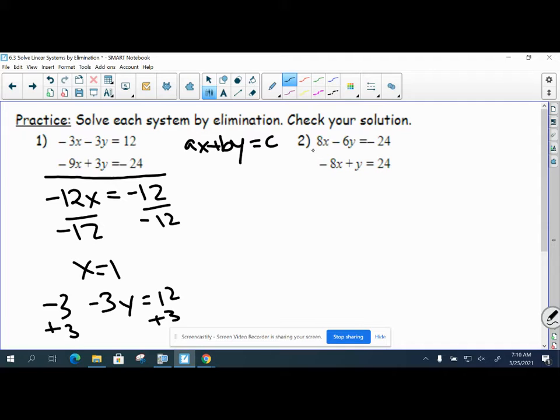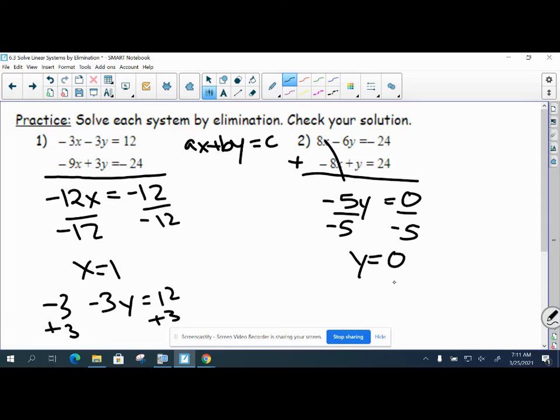All right, so here I see that the x's are the same but opposite signs. So if we were to add these two equations up, then the x's would be eliminated. So then we'll add up the y's, -6y plus y would be -5y. And then -24 plus 24 is 0. If I divide both sides by -5, I'm still going to get 0. So y is 0. Now, be careful because some students think that if you get 0, then that means no solution. But you do get a solution, y equals 0. If the y's don't cancel, then that means you have a solution.